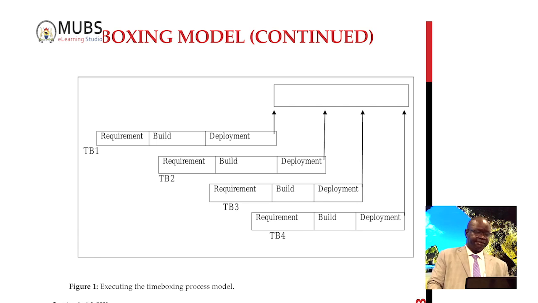Now what happens is, once the requirements team has finished the work in time box 1, what we have written there as TB1, they hand over their output to the build team. Now, as the build team starts the work, the requirements team receives input from TB2. So for them, they are continuing to work. Much as the deployment people are still doing nothing. So that is the order of the time boxing model.